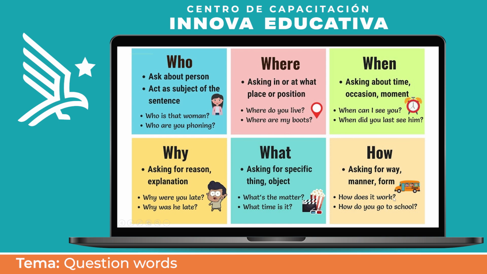una manera. How does it work? When you buy a cell phone, cuando usted compra un teléfono for the first time. Or when you buy a computer for the first time, cuando usted compra una computadora por primera vez. And you say, how does it work? ¿Cómo funciona o cómo trabaja?